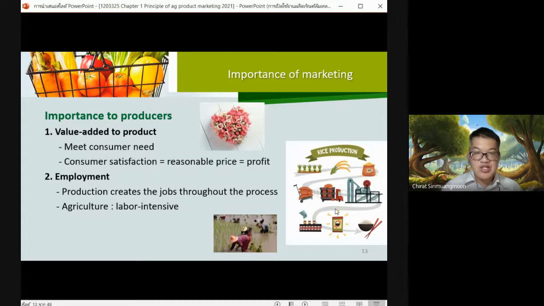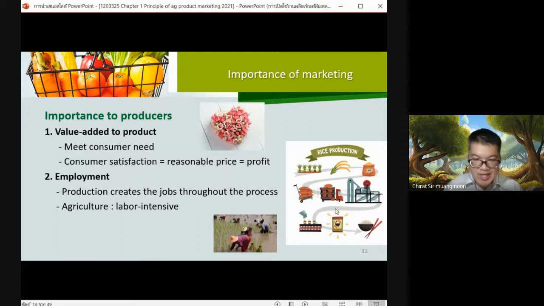Then we just finished the importance in terms of the consumers. So how about the importance in terms of producers? In terms of producers, you might have value added to products because marketing can be the driver to make the producer create the product to meet the consumer need.